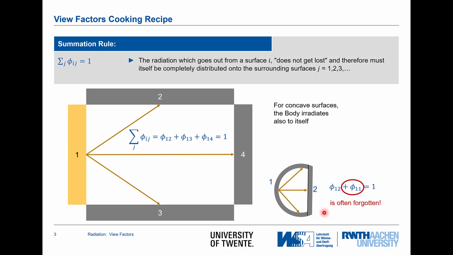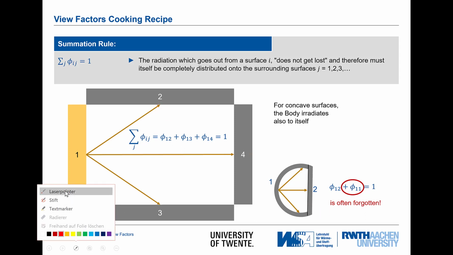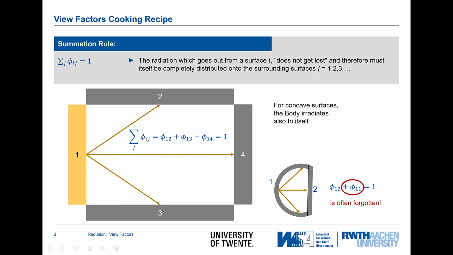So to make sure that you don't forget it, what you could do is, let me show it to you. You could just put that one into this equation and add plus F11. And if this later on, because the surface is flat, becomes 0, then at least you have not forgotten it. But we will train this and you shall see how this works.